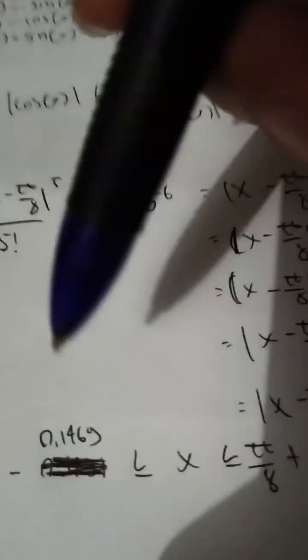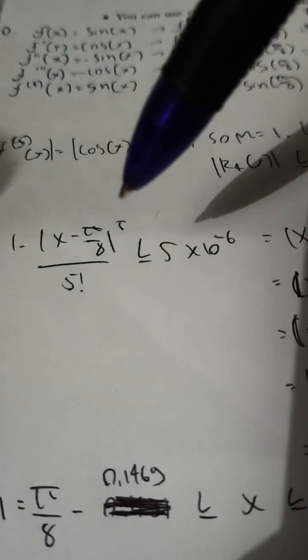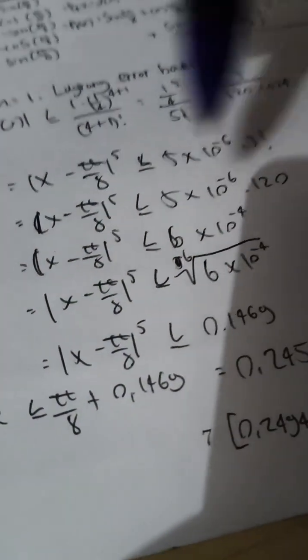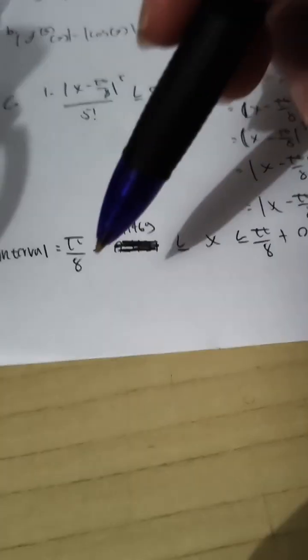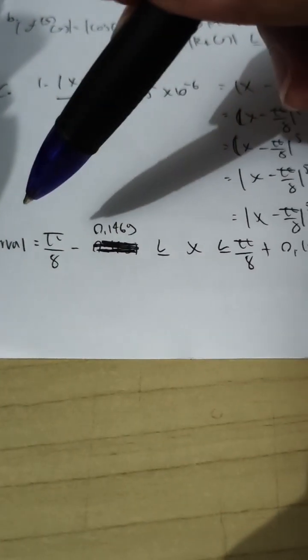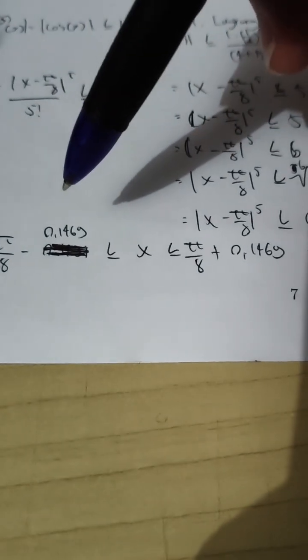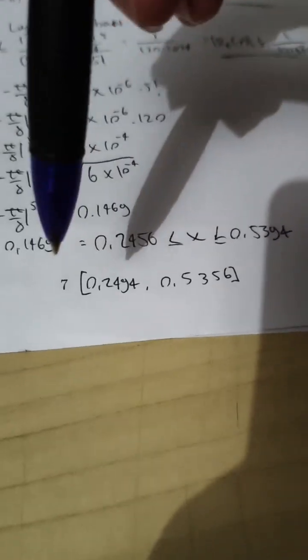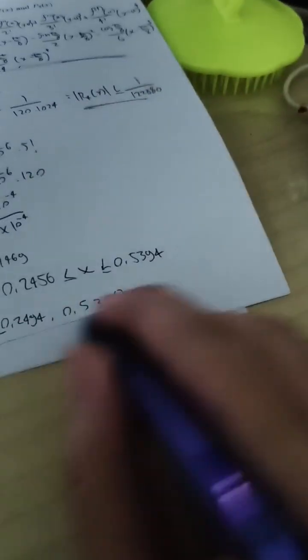And then C, which is find the interval. Just basically put it in the formula, then simplify until we get the interval right here, pi over 8 minus that, 0.1469, and so on, and this is the result. Let's see. All right, thank you.